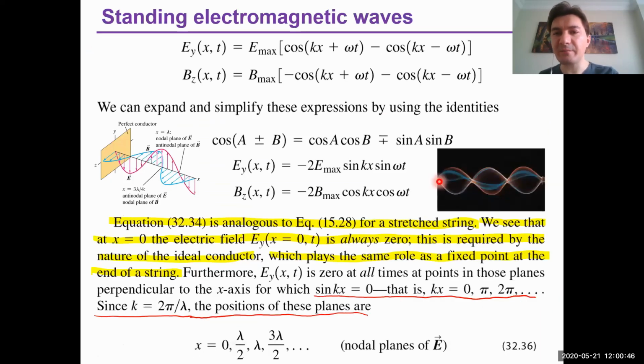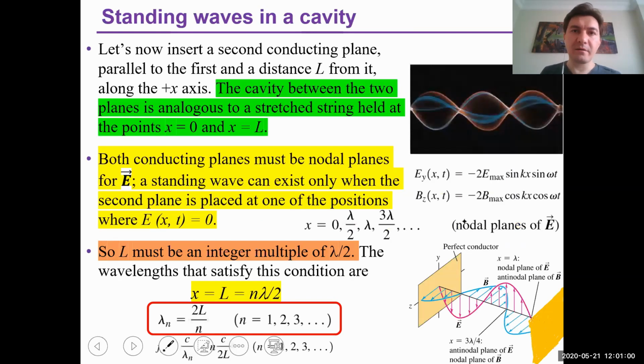So like this, if you have a metal plate here, then the electric field is zero here, zero here, zero here, and at those positions, the electric field is maximum. Now let me continue.